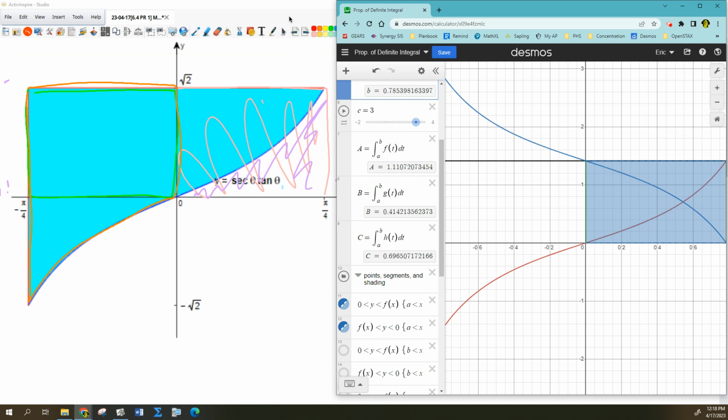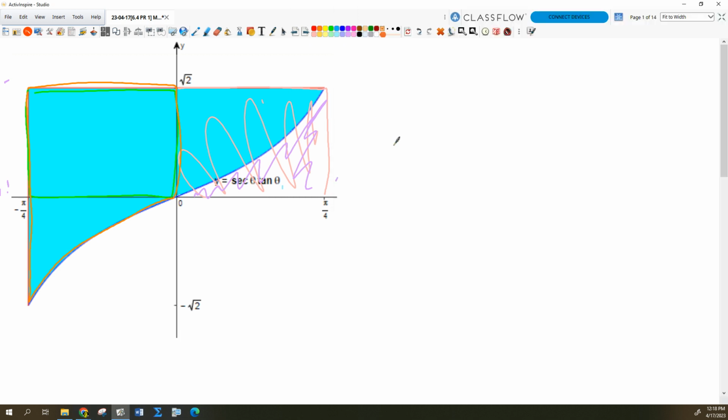How would I, let's just try a sample problem. So how would I do this then? What if I wanted you to find, let's just say something like this, okay.